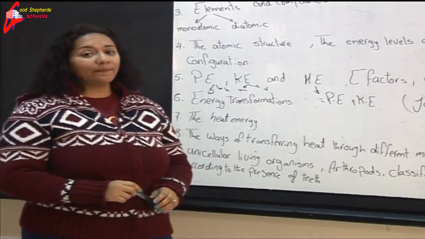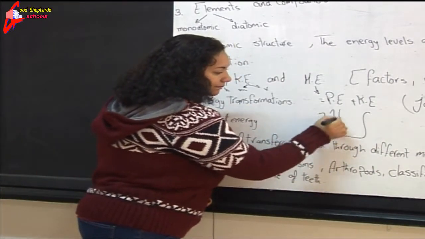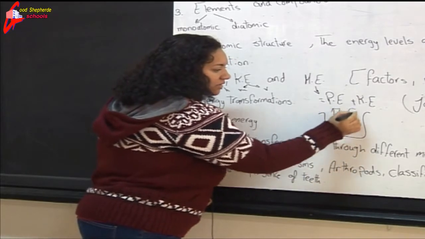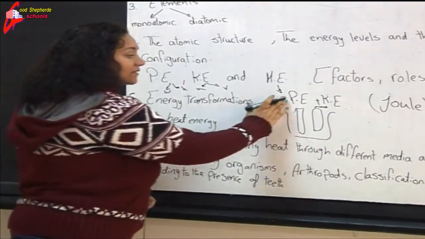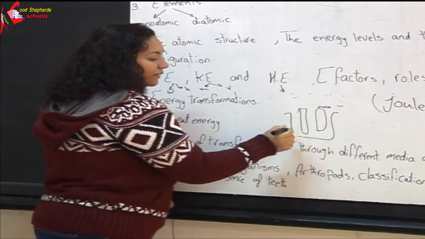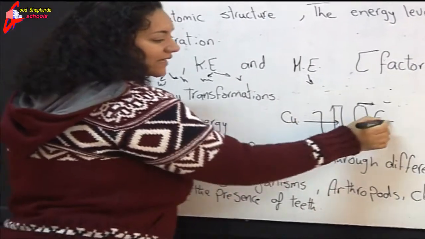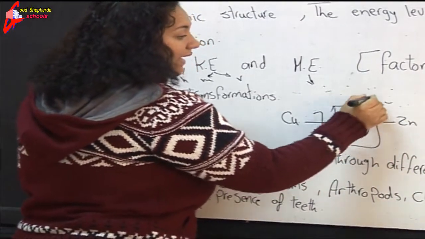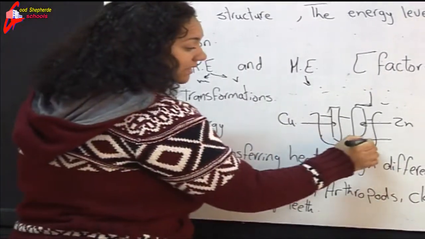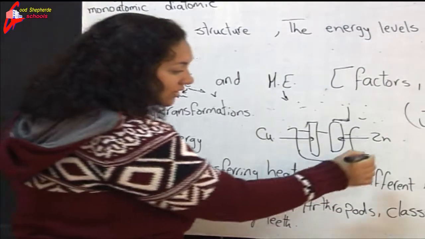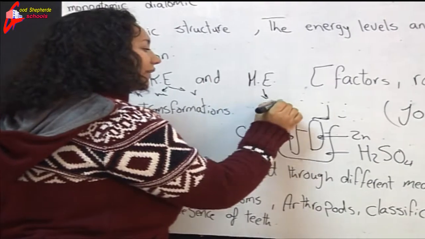And also we talked about the simple electric cell, and let's remember its shape. It consists of 3 parts. The first part is the 2 poles. The first pole is made of copper and the second pole is made of zinc. And we put them in an acidic solution, and this acidic solution is called sulfuric acid, and its formula is H2SO4.